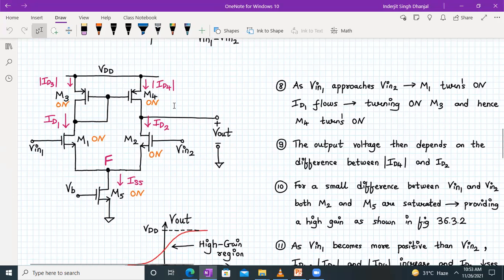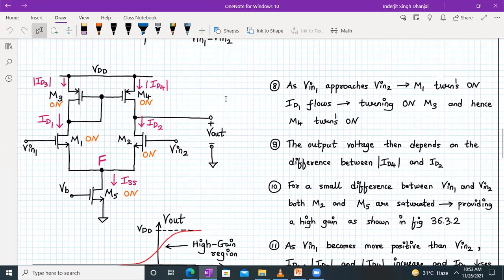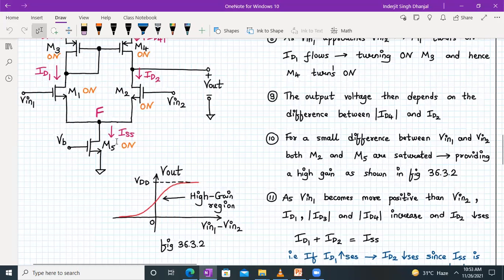So ID4 flows. In such a case, all the transistors from M1 to M5 will be working in the saturation region. Now the output voltage will depend upon the difference between ID4 and ID2. So therefore, for a small difference between the Vin1 and Vin2 inputs, both M2 and M5 will be saturated.